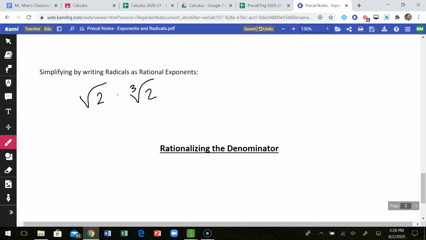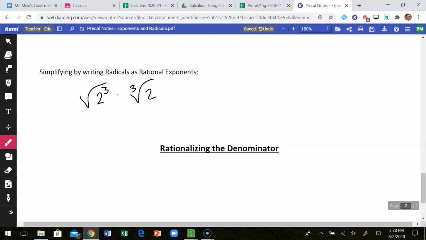Or actually, let me do this. Let me make this the square root of 2 cubed. Okay, so as soon as I get that base to kind of be the same thing, so let's say that 2 cubed starts as an 8, and then I rewrote the 8 as 2 to the third.